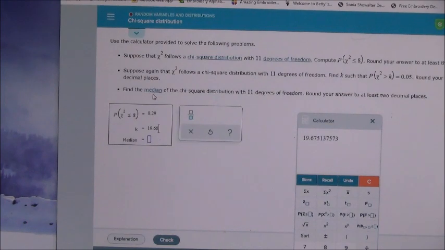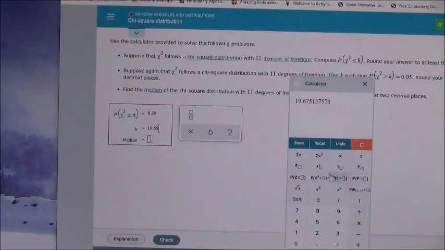And then the other one says find the median of chi-squared. If I'm finding the median, my area is going to be 50%, right? Half of it is going to be 50%. So I am again going to use my chi-squared. Whoops, I got to clear that out of there. In here, I'm going to use 50%, so 0.5 or 0.50. 50% would be where my median is. My degree of freedom is 11. I'm going to hit equals, and so my median is going to be at 10.34.